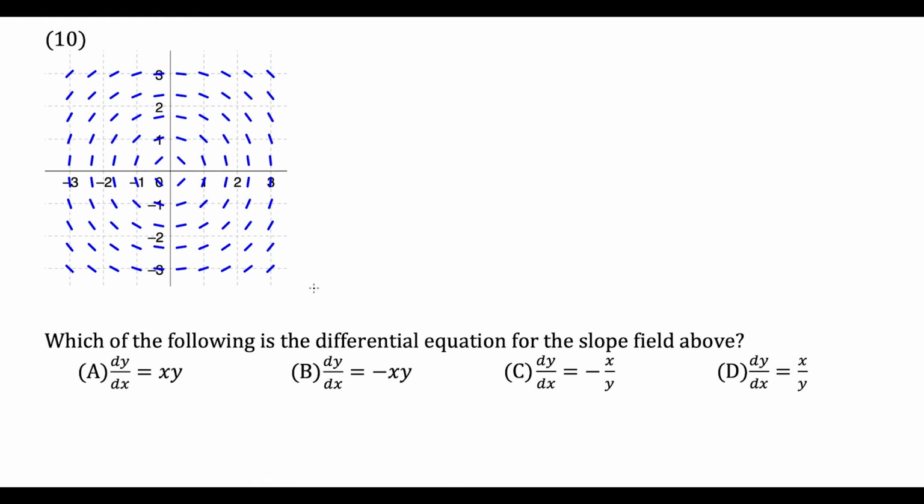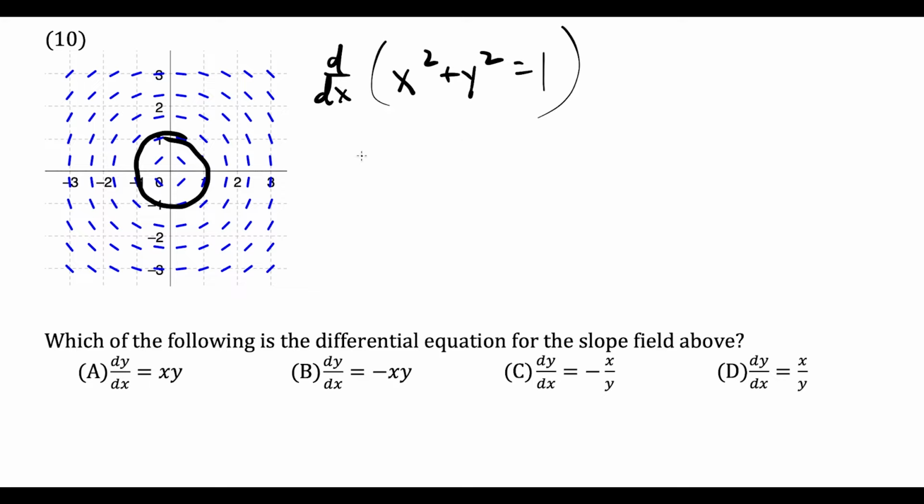So question 10, we have another slope field and we want to match it to the differential equation here. So for this one, we're just playing a game of elimination here. Or what you could notice is that this is making a bunch of circles. So let's say you were to take something like the equation x squared plus y squared is equal to 1. If you were to take the derivative of this equation with respect to x, you'd have 2x plus 2y dy/dx is equal to the derivative of 1, which is 0.